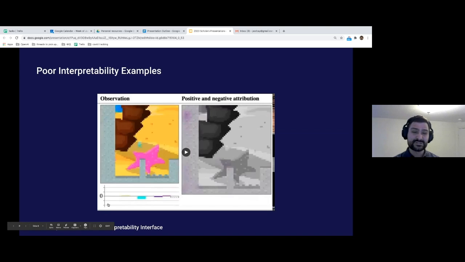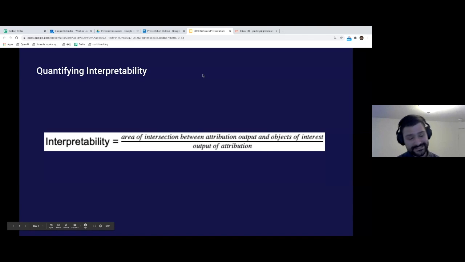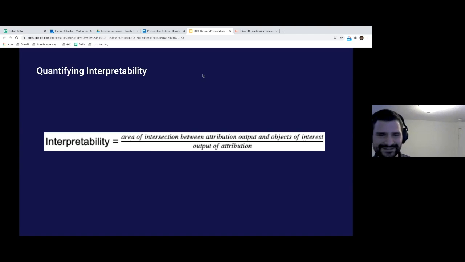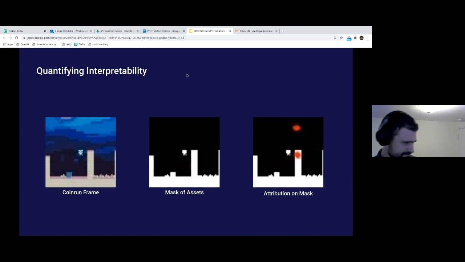So this is a human-in-the-loop process I just described. Can we make this into something a human doesn't have to do for us? And we can, or at least we can try. So this is my little attempt to add something new here. I'm going to define interpretability, for this context of CoinRun, as a quantity equivalent to the area of intersection between attribution and the objects of interest, divided by the area of the attribution output. That's a mouthful, but let's break down what that looks like.